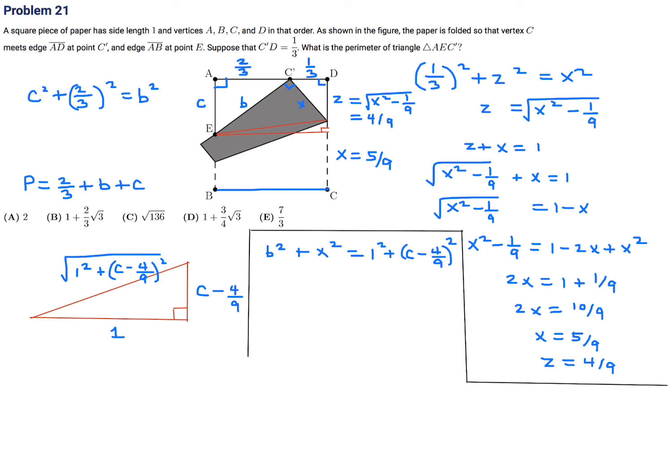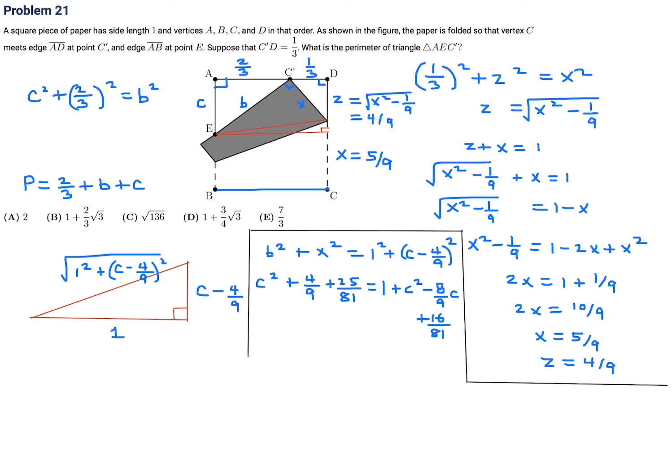Okay, let's see here. Well, B squared is this, so that's really good. I can put that in terms of C, so C squared plus 4 over 9. X, well, x I know the numerical value, so x squared will be 25 over 81, and then that's just 1. So then I can just expand that: C squared minus 8 over 9 C plus 16 over 81. All right, so let's collect like terms.